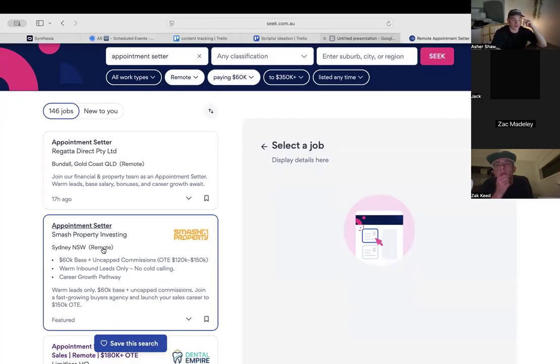But these ones here, for example, 60K base, so that you're earning over $1,000 a week, plus then uncapped commission, and it goes up to 120 to 150K. So you're earning your base rate and your commissions again on top to earn over 120K. So this one here is really good.